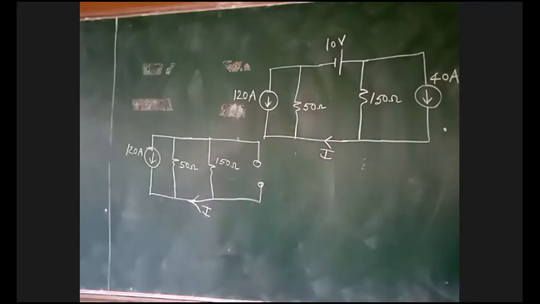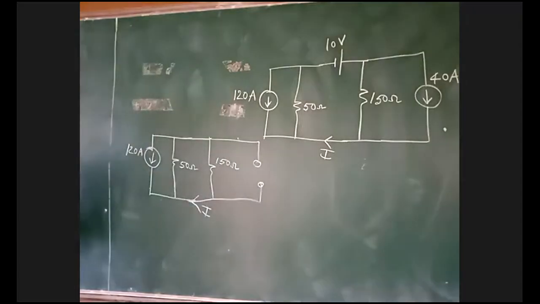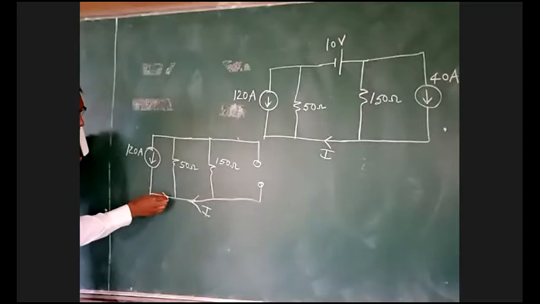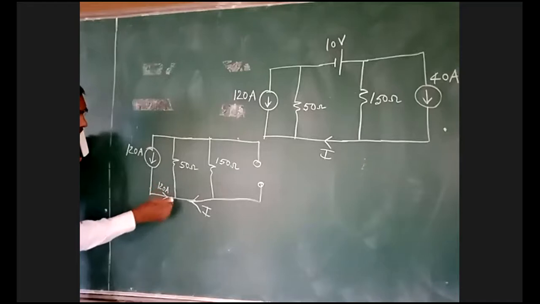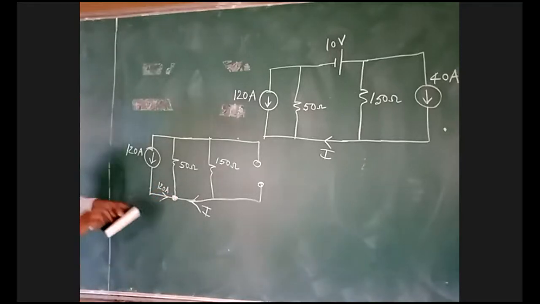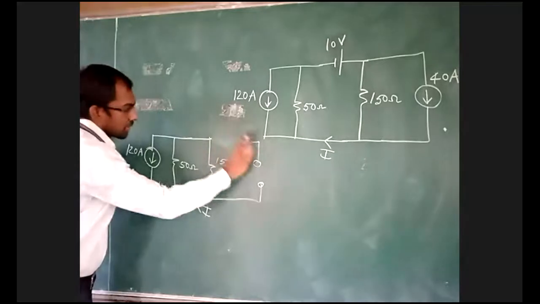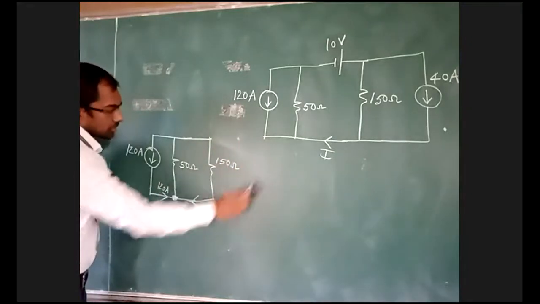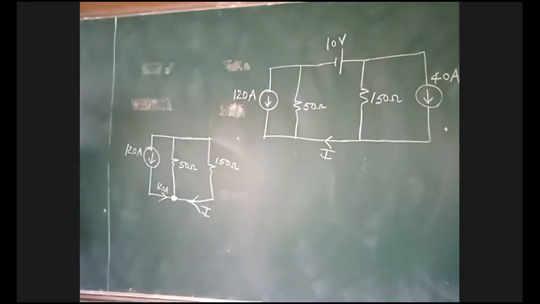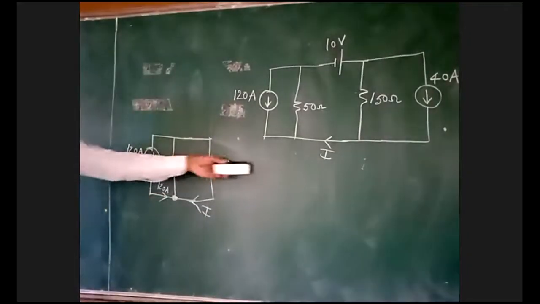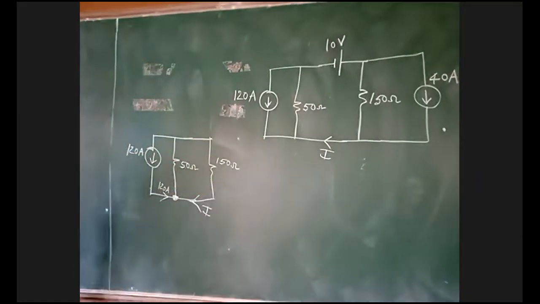See here, how many nodes are there? One node is there. See, this current 120 ampere is coming here. Suppose this is open circuit, there is no branch here. I am removing this. There is an open circuit. No current will flow in the open circuit.